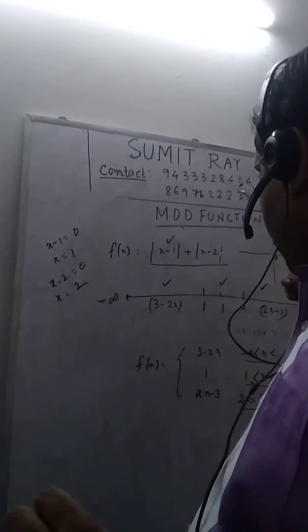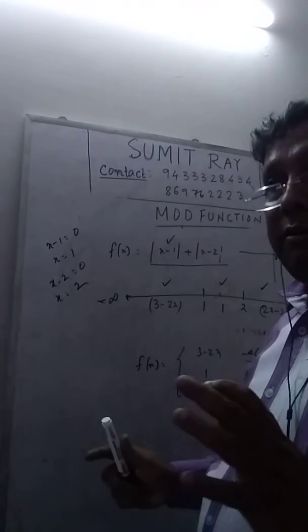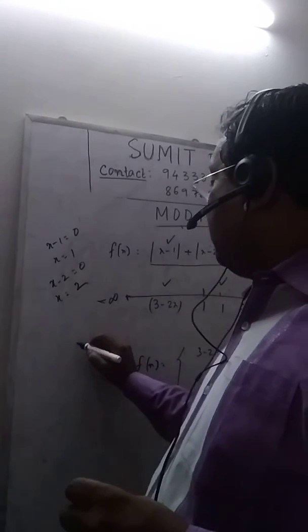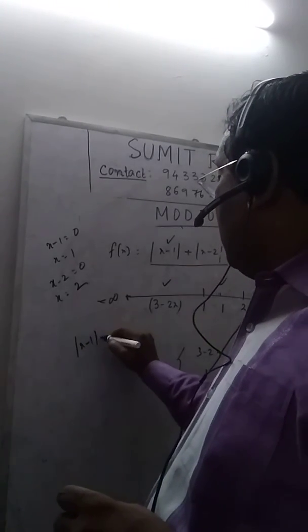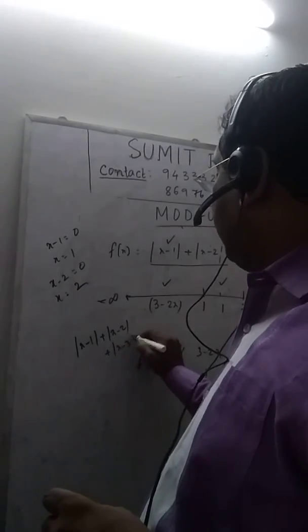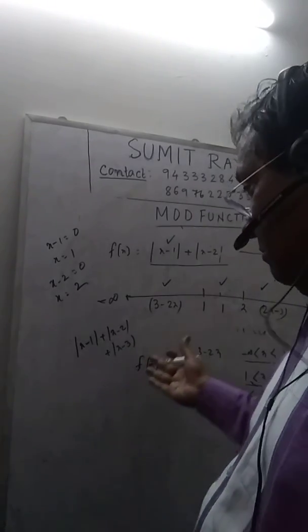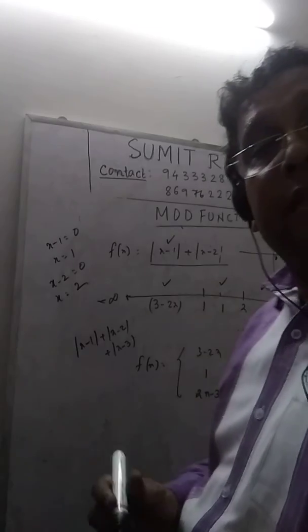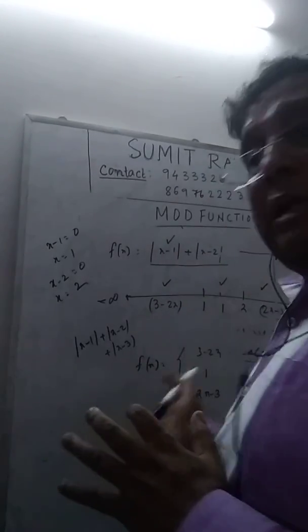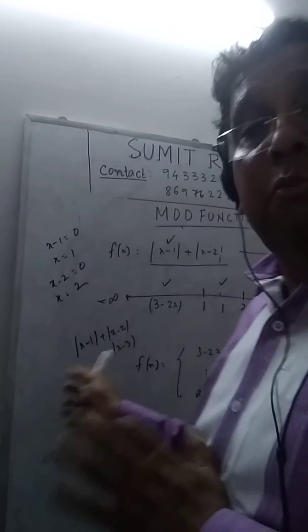So, this is how we can work with the mod functions. If we get mod x minus 1 plus mod x minus 2 plus mod x minus 3, the same way we can break it into piecewise functions. So today you have learned how to develop a mod function into piecewise functions.